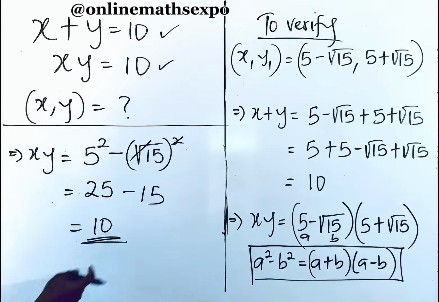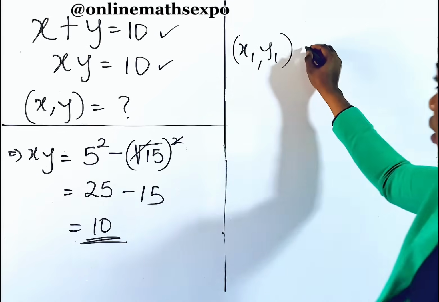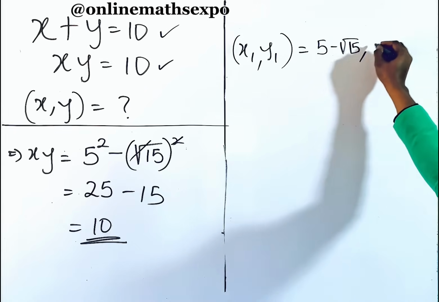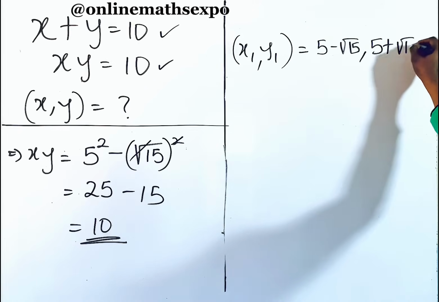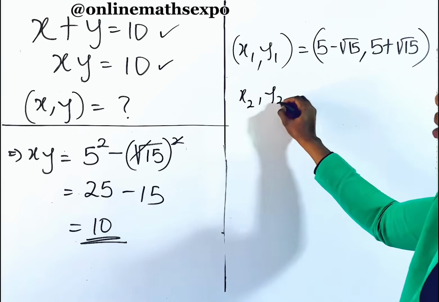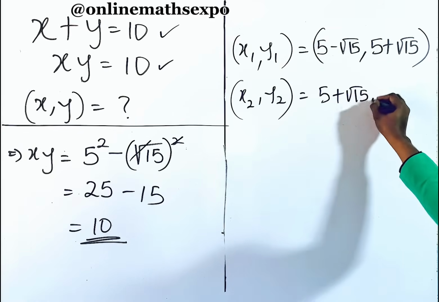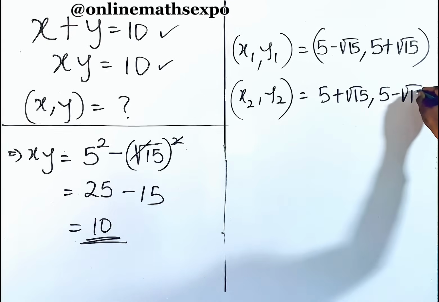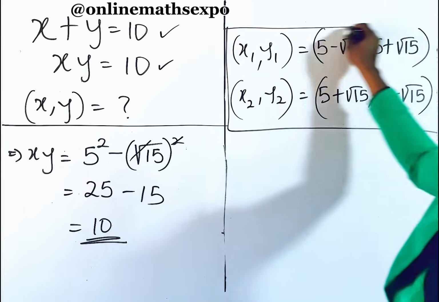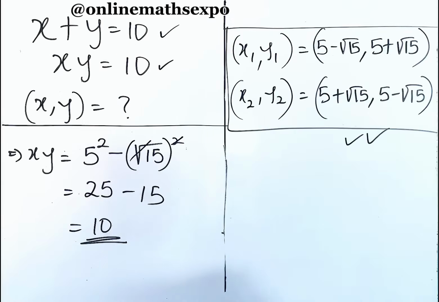So it means that the first value of x and its corresponding y, 5 minus root 15 and 5 plus root 15, and the second one, 5 plus root 15 and 5 minus root 15, are also correct. So what we have here is correct as they both satisfy the equations.